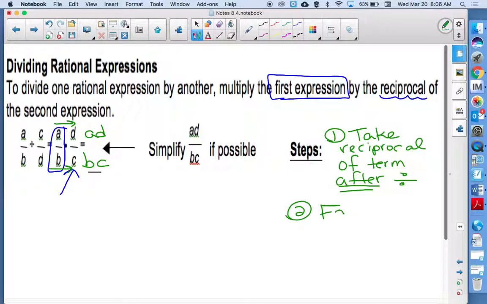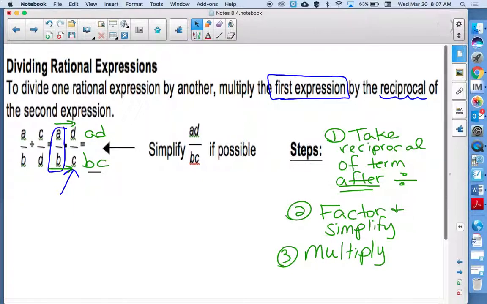And then you will factor and simplify. And then finally, we're actually multiplying. So we take the reciprocal of the term after the division sign. You factor, you simplify, and then finally you do multiplication.